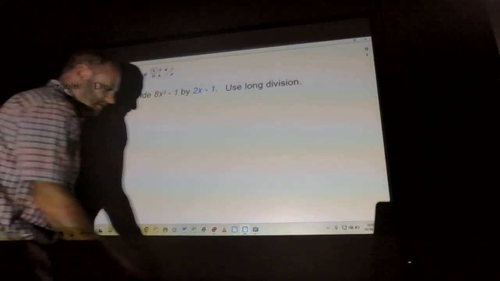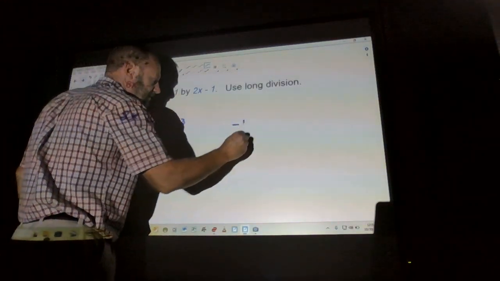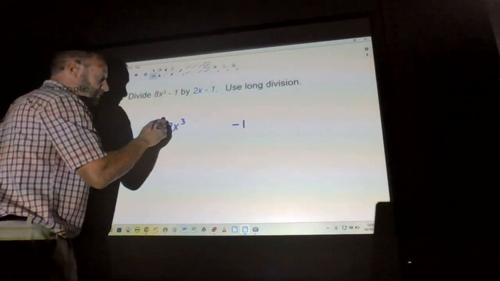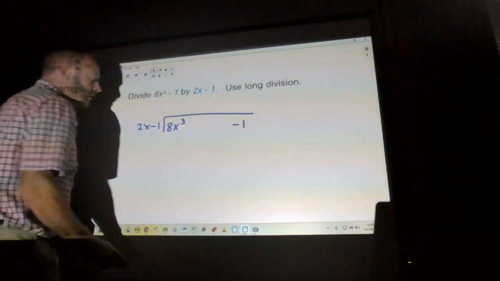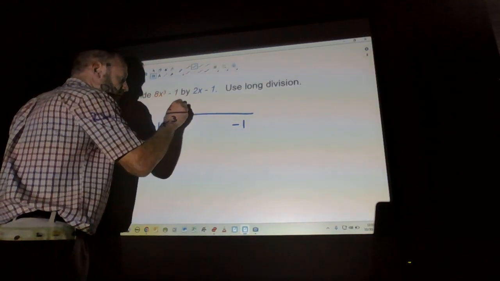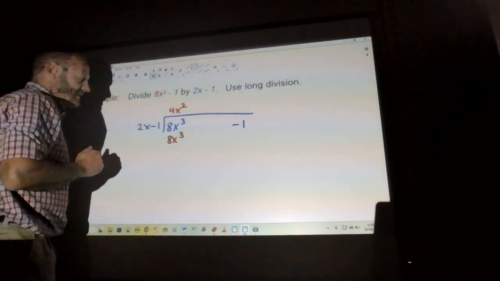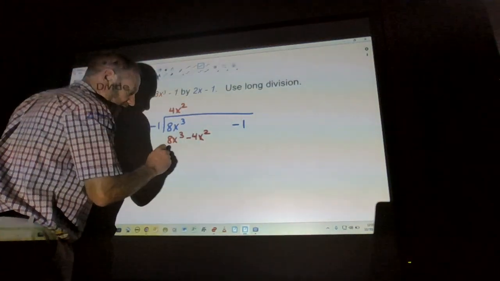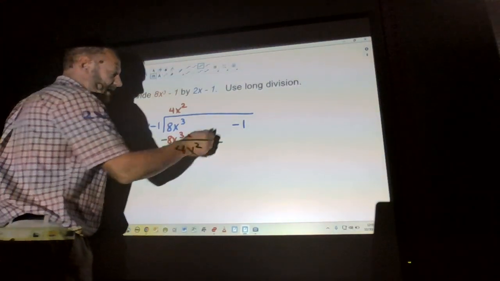Okay, let's divide 8x cubed minus 1. Now I'm going to leave a space in between here because even though there's no x squared or x term, when I divide it there might be those things in here, so I want to leave room for them. What do I have to multiply 2x by to get 8x cubed? That would be 4x squared. 4x squared times 2x is 8x cubed. 4x squared times negative 1 would be negative 4x squared. You can see when I subtract this, there's now going to be an x squared term here. That's why I left the space.